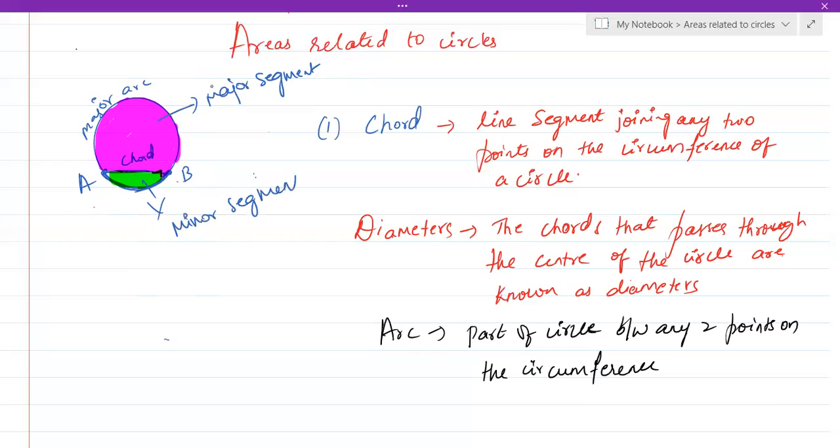So basically segment means it is the region between the chord and the arc. If it is between the minor arc and the chord, minor segment. If it is between the major arc and the chord, then it is the major segment.